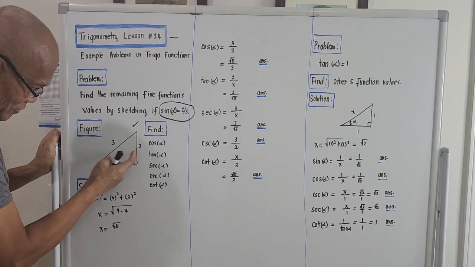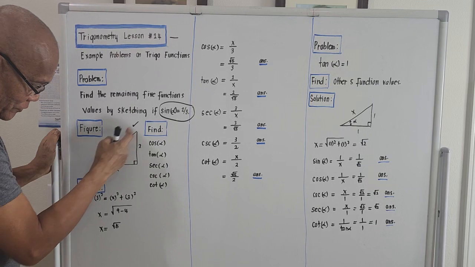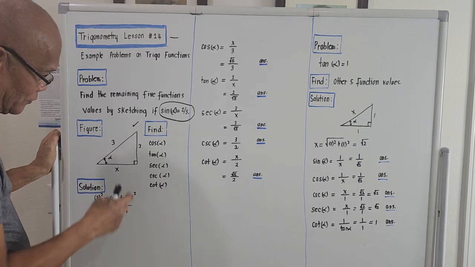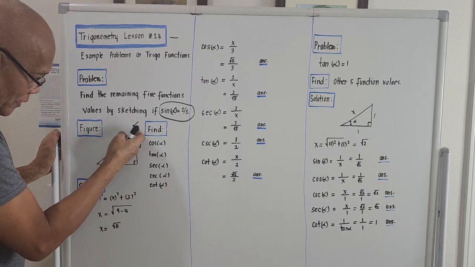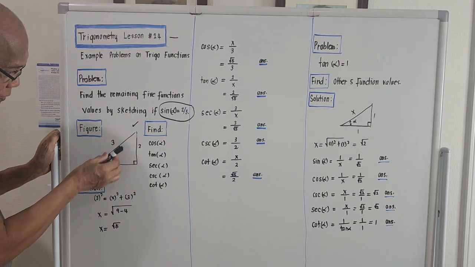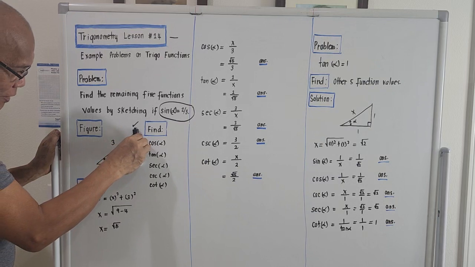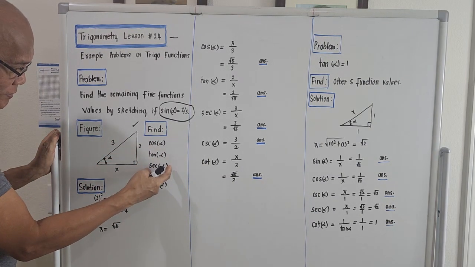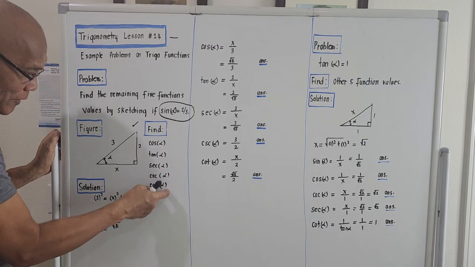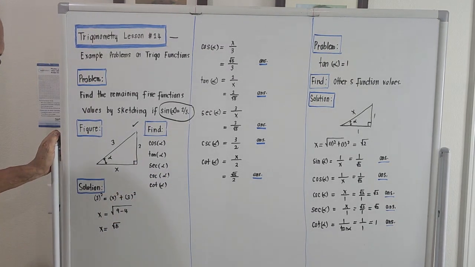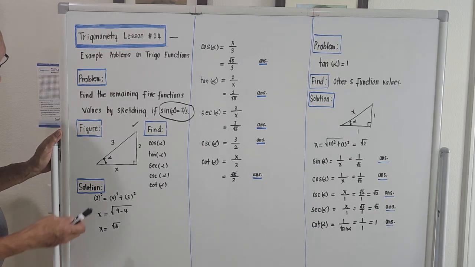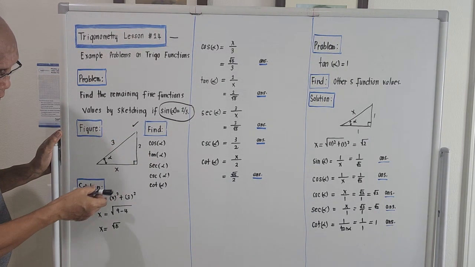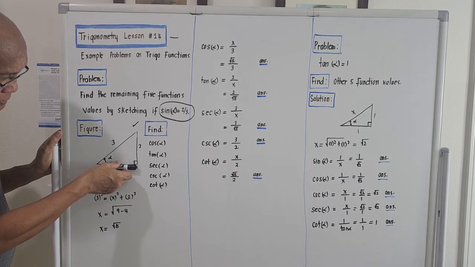This is alpha, so this will be opposite. This is hypotenuse. And as per definition of a sine function, it should be opposite over hypotenuse. So it seems we are given the hypotenuse and the opposite side. And the problem is asking what will be cosine, tangent, secant, cosecant, and cotangent of alpha. Okay, let's try to bring out the solution. We are given the opposite, we are given the hypotenuse, so we could compute for the adjacent side.